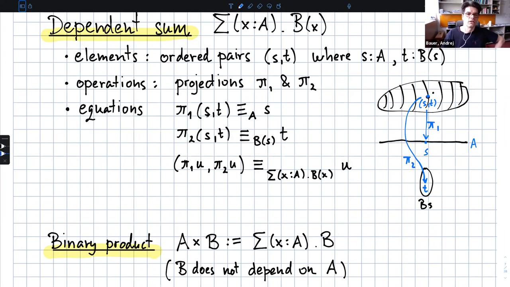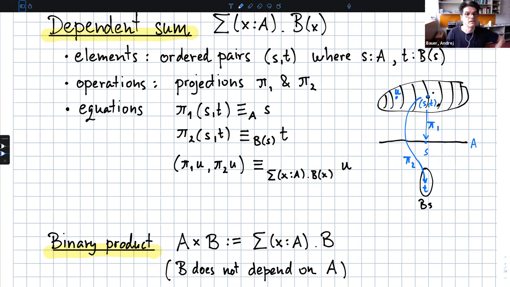There are some equations. If you take the first projection of a pair, then you get S. If you take the second projection, you get T. I will answer the question in the chat. And then there is another one, which morally speaking says everything is a pair. If U is an arbitrary element of this dependent sum, I could worry maybe that there is a mysterious U that isn't an ordered pair somehow in my total space.